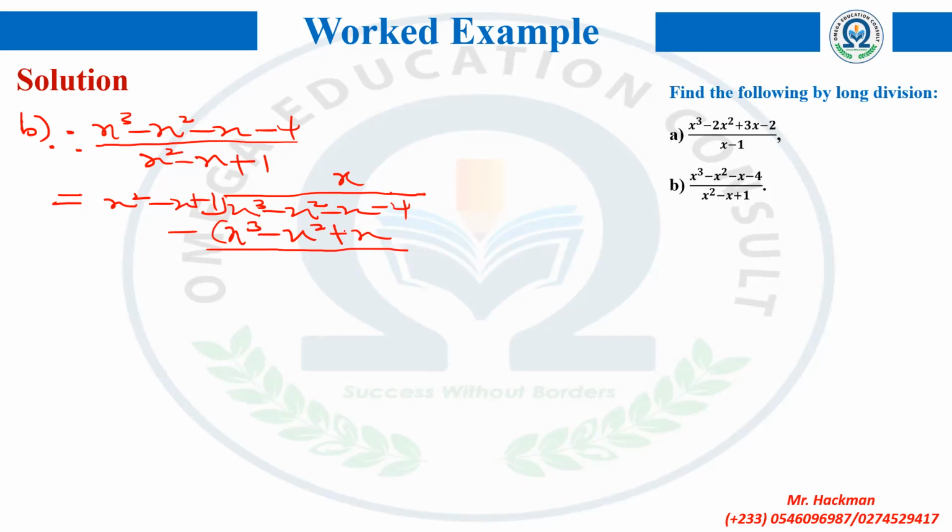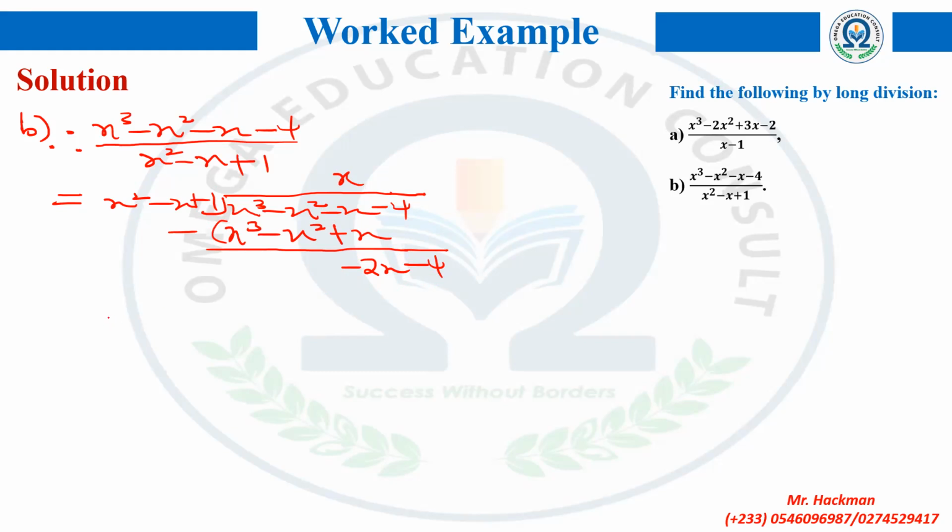Okay, then what do we get? We are going to get minus x minus x, so that will give us minus 2x here, then minus 4. At this point, the degree of our new dividend is less than that of what? The divisor. The divisor is of degree 2, and the dividend is of what? Degree 1. So in this case, our new dividend becomes the remainder. So we can't go further.